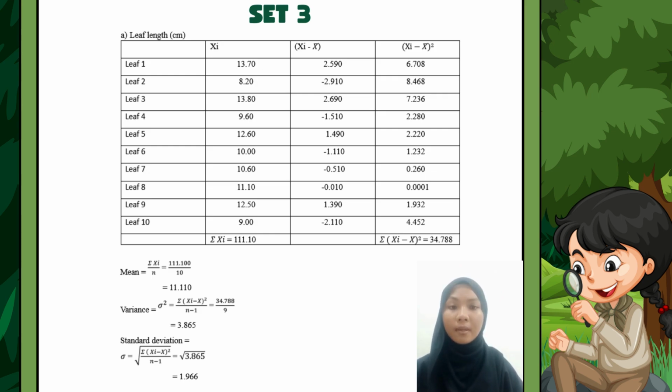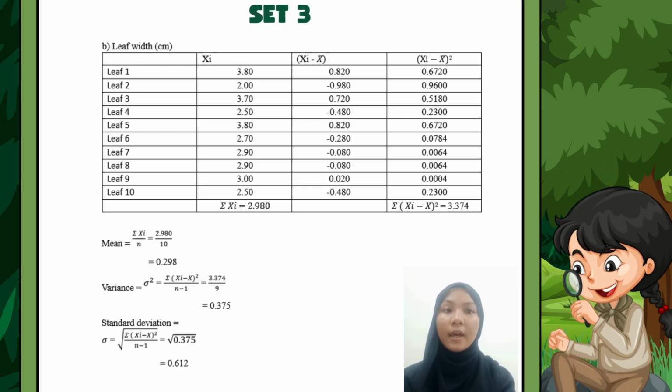For the leaf length, based on the 10 leaves that we have collected, we can get the mean, variance, and standard deviation, same as set 1 and also set 2. For set 3, the mean is 11.110, and then the variance is 3.865, and the standard deviation is 1.966.